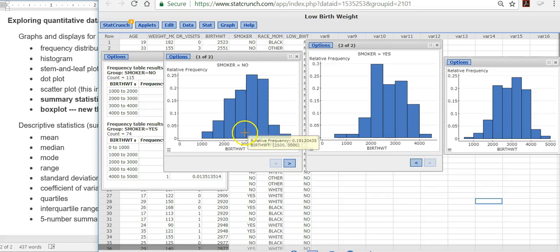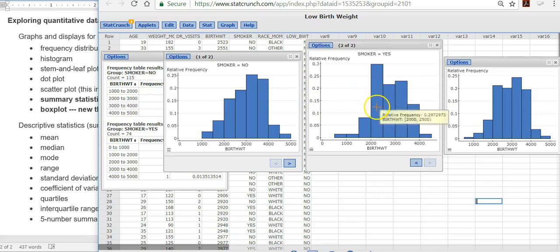Now what I see right away looking at the non-smokers versus the smokers is that the distributions have different shapes. This one has kind of a long tail on this end. It's gradually going down towards the left end. And the highest frequency class is here between 3,000 and 3,499. I'd say that most of the data for this is between 3,000 and 4,000. That matches what we saw in the frequency table over here.